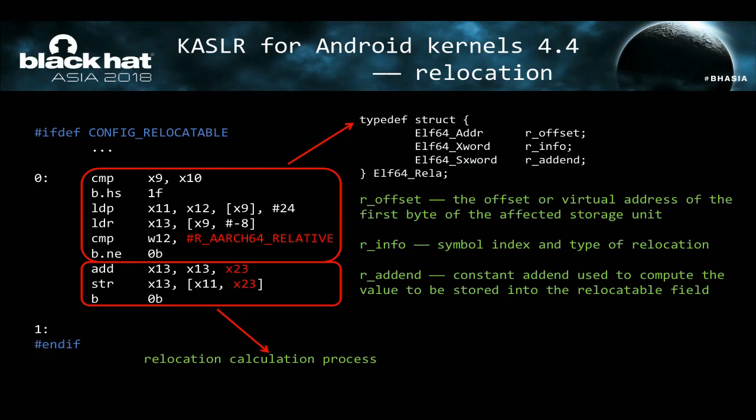Combined with the definition of the structure, we found the role of the first part, the code in the red circle, is to traverse all the relocation entries and extract the corresponding information. The correct operation will be executed only when the type is R_AARCH64_RELATIVE. The code in the red circle below is the actual relocation calculation process.